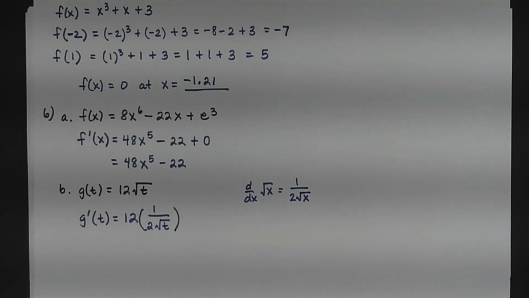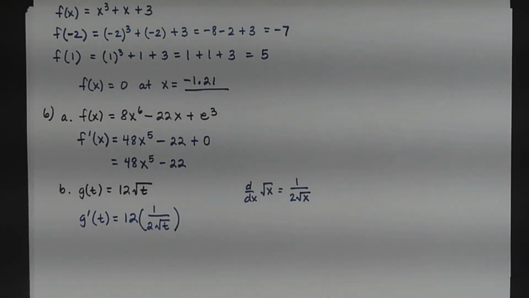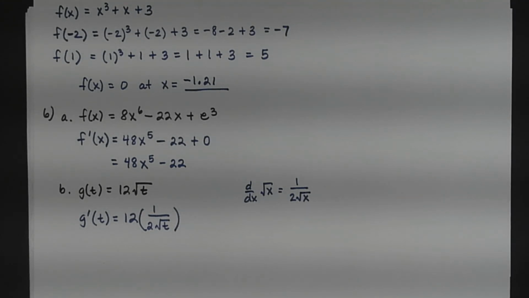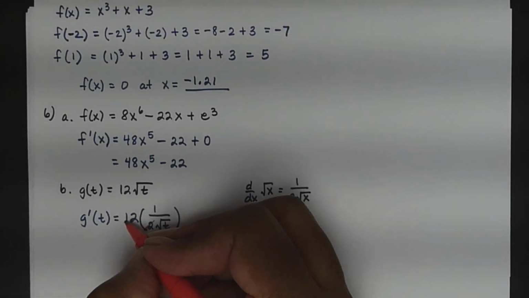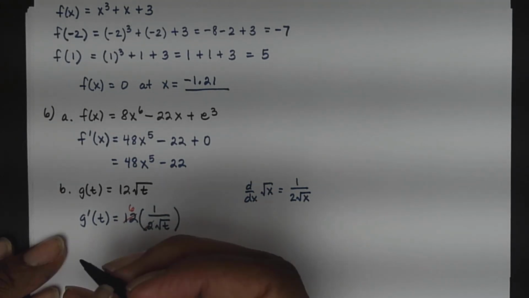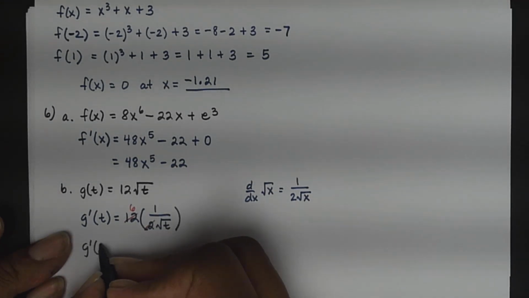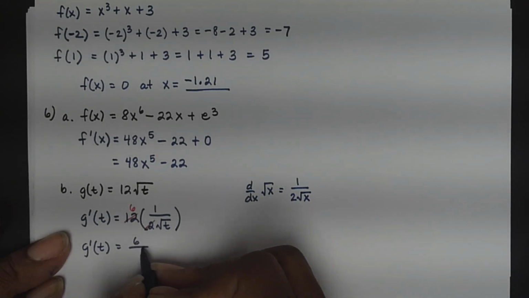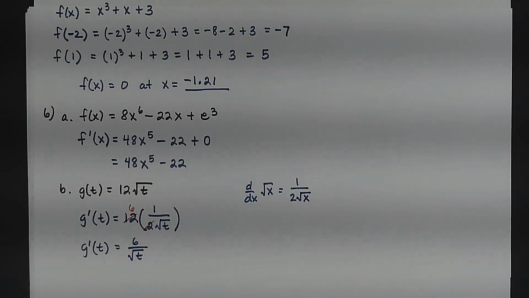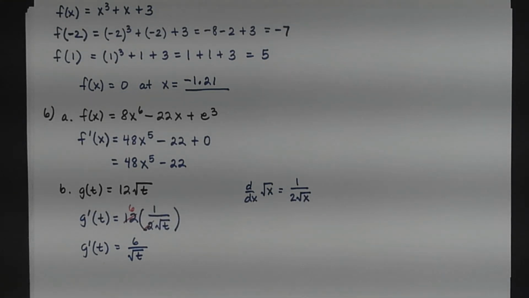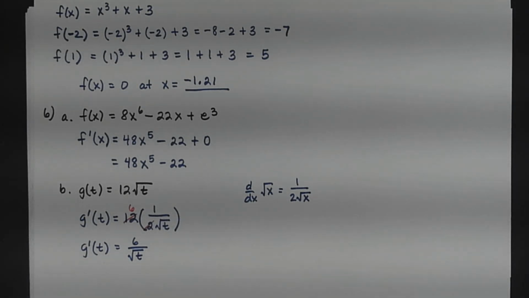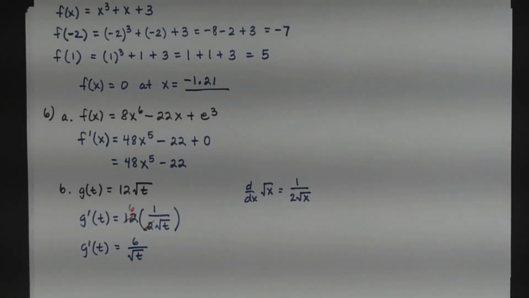I mean, you can change that to t to the 1/2 power and then use the power rule for that. Okay. Now if I divide this 2 into the 12, that would go 6 times. So I'll have the 6 in the numerator over the square root of t. All right. So that's what g prime of t will be, 6 over the square root of t.